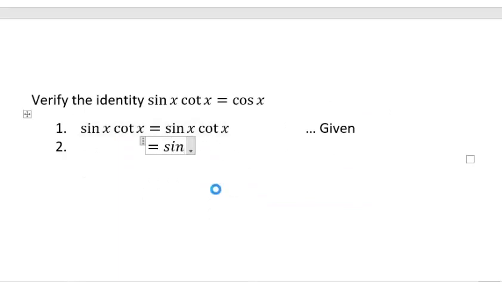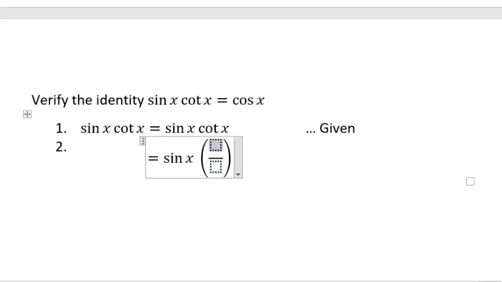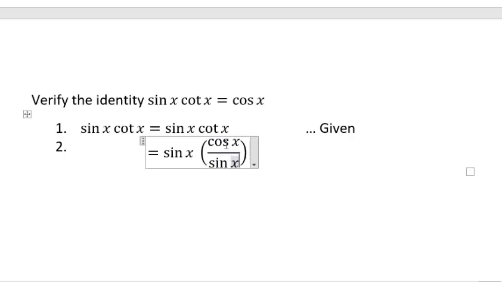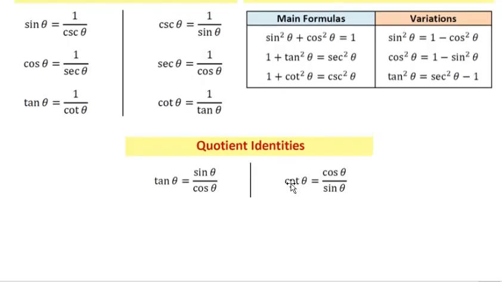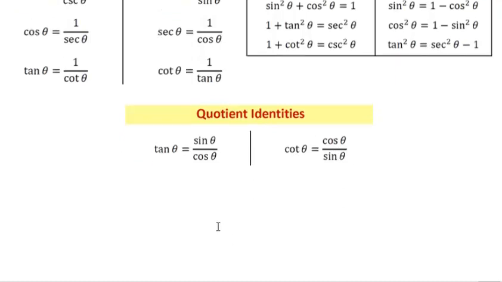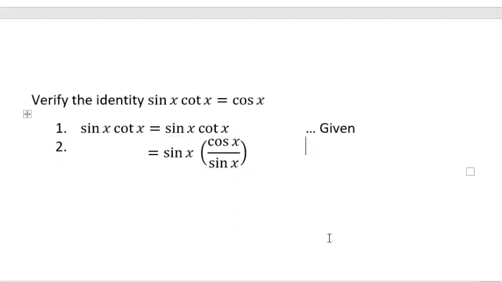So sine x is gonna still be the same, but instead of cotangent of x, I'm gonna put cosine of x divided by sine of x, because that's what cotangent can be transformed into. Okay, the explanation is that I am using a quotient identity. Okay, now what happens with this sine and the sine that's under the line? Because they're in different positions, up and down, I can cancel them because they're multiplying with each other.